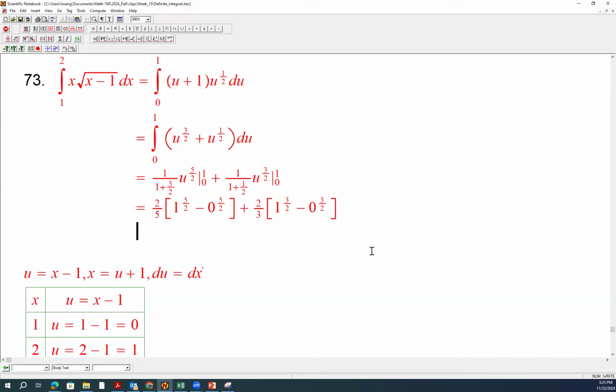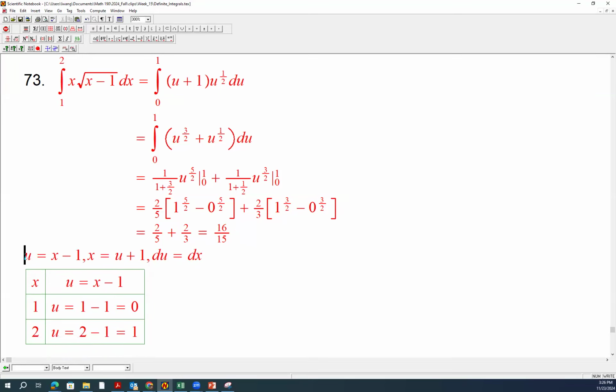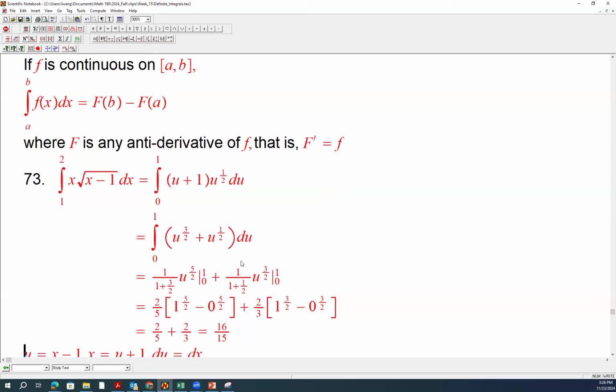Then we're almost done because the numbers are not terribly complex. So this is just 2/5, the whole of it is 1, so 2/5 plus 2/3. You find your common denominator, that's going to be 15, so that's 6 plus 10, 16 over 15. Finished.